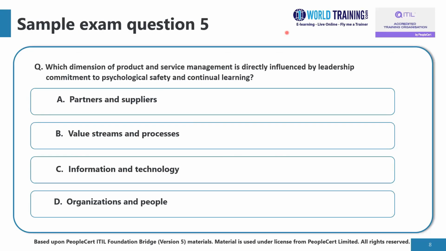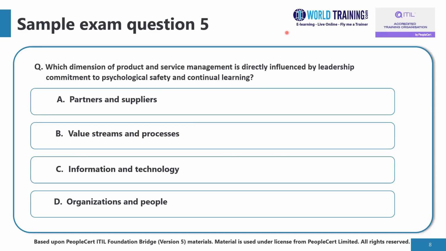Choice B is also incorrect. It is not the value stream and processes because that is concerned with the workflows and efficiency. It can also include the cross-organizational workflows, not only in organizational workflows, and focusing on the activities that an organization performs and how they are organized to enable value for stakeholders effectively and efficiently using the value streams. Choice C, also incorrect.